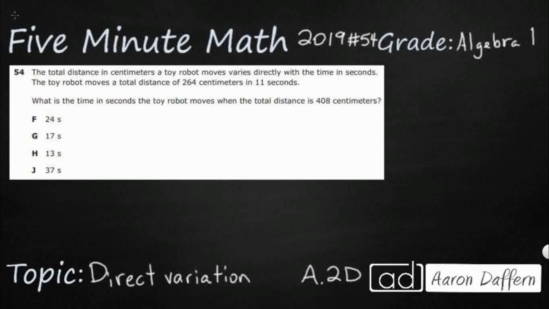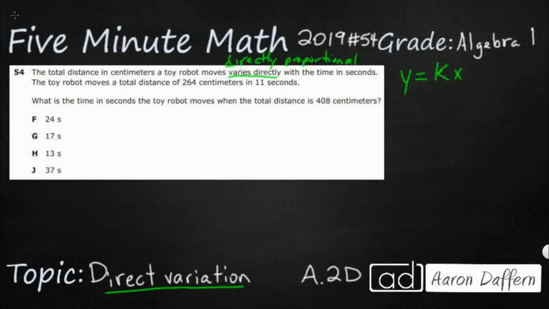So we have a total distance in centimeters the toy robot moves varies directly. That's going to give us our clue that we're dealing with direct variation. Sometimes they might say "is directly proportional." It's another phrase that might get used. Either way, the clue is that we're using direct variation, and so it's y equals kx. It is on the mathematics chart if we need it, but we've been dealing with that since 7th grade.